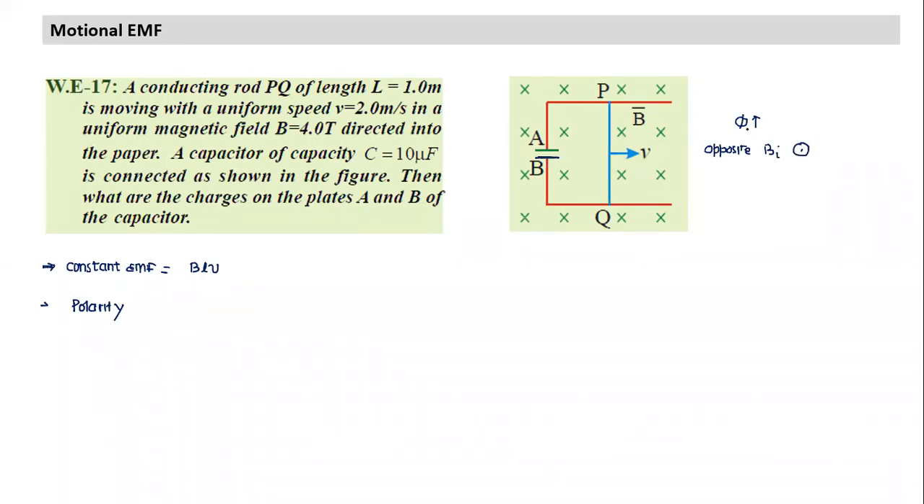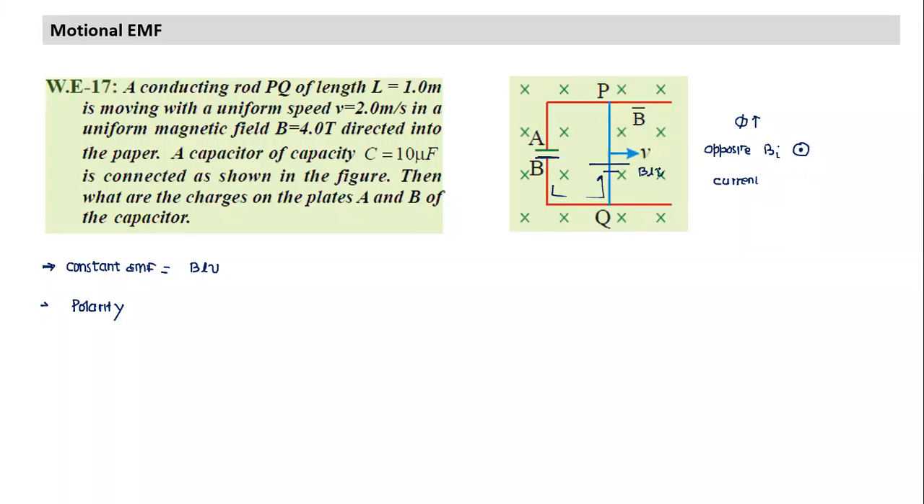If it moves, flux is increasing. This is opposed by creating a field in the current such that the induced field is in this direction. What has to be the direction of current? To create a dot field, the direction of current has to be something like this. If current has to flow like this, this is the polarity of the battery. This is how the battery will be, and EMF of the battery is equal to BLV.